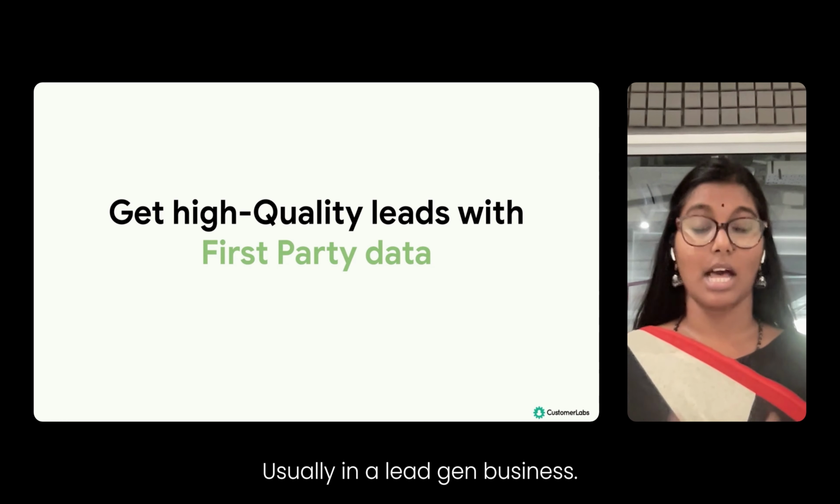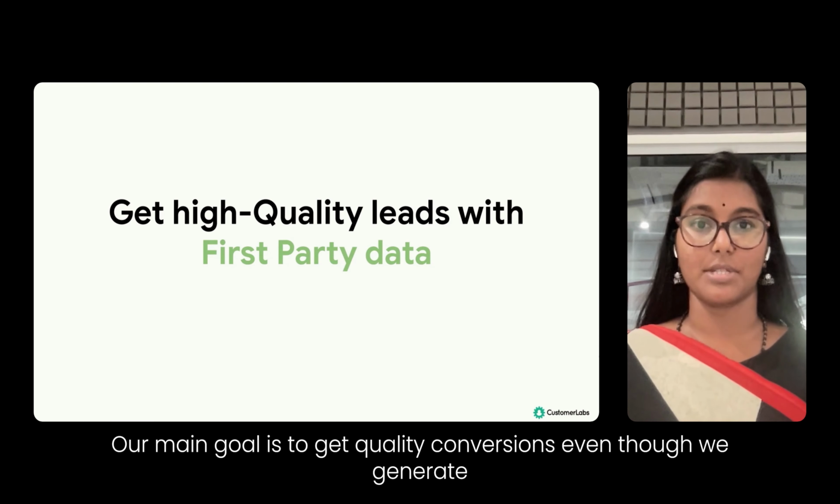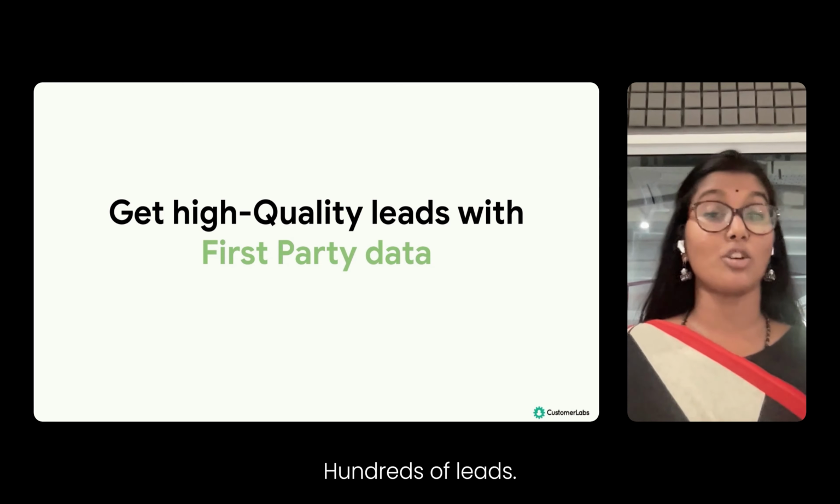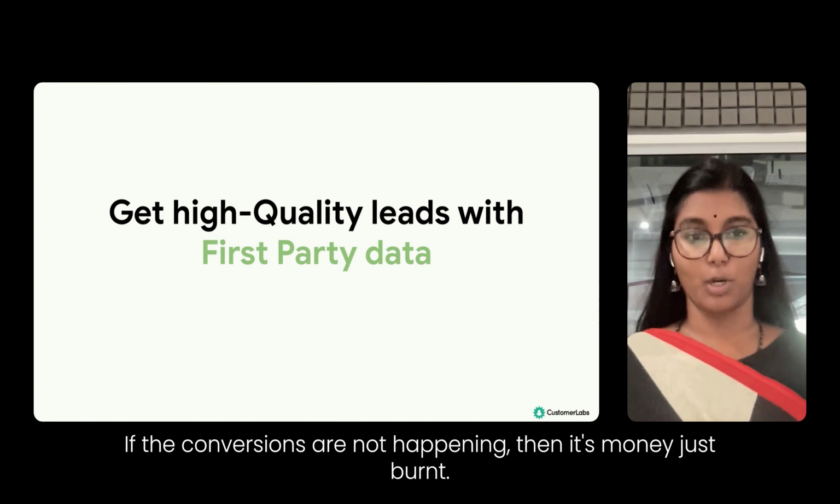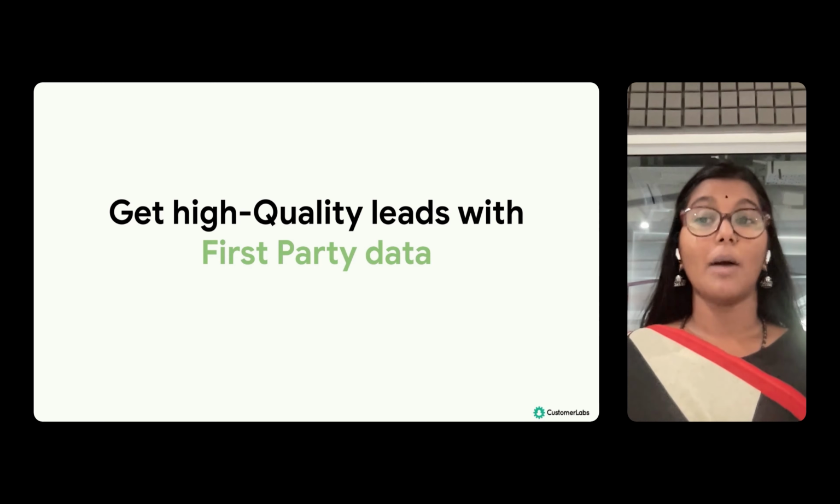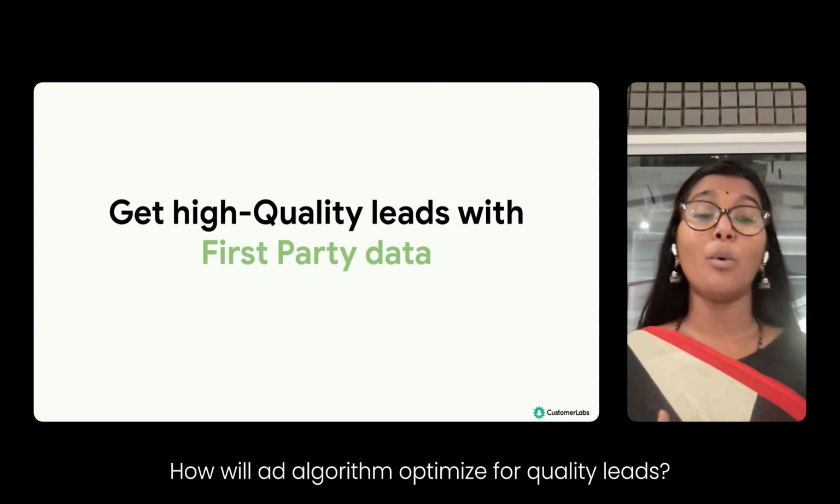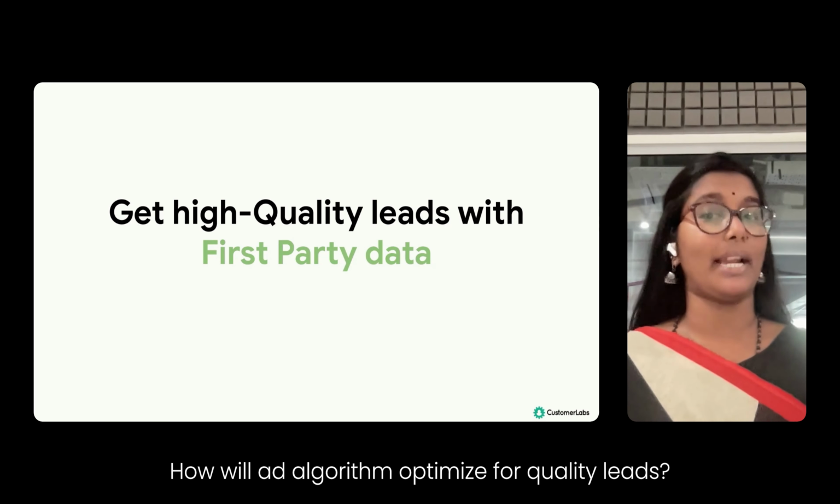Usually in a lead gen business, our main goal is to get quality conversions. Even though we generate hundreds of leads, if the conversions are not happening, then it's money just burned. Hence, the quality is very important. But how do we get quality leads? How will the ad algorithm optimize for quality leads?